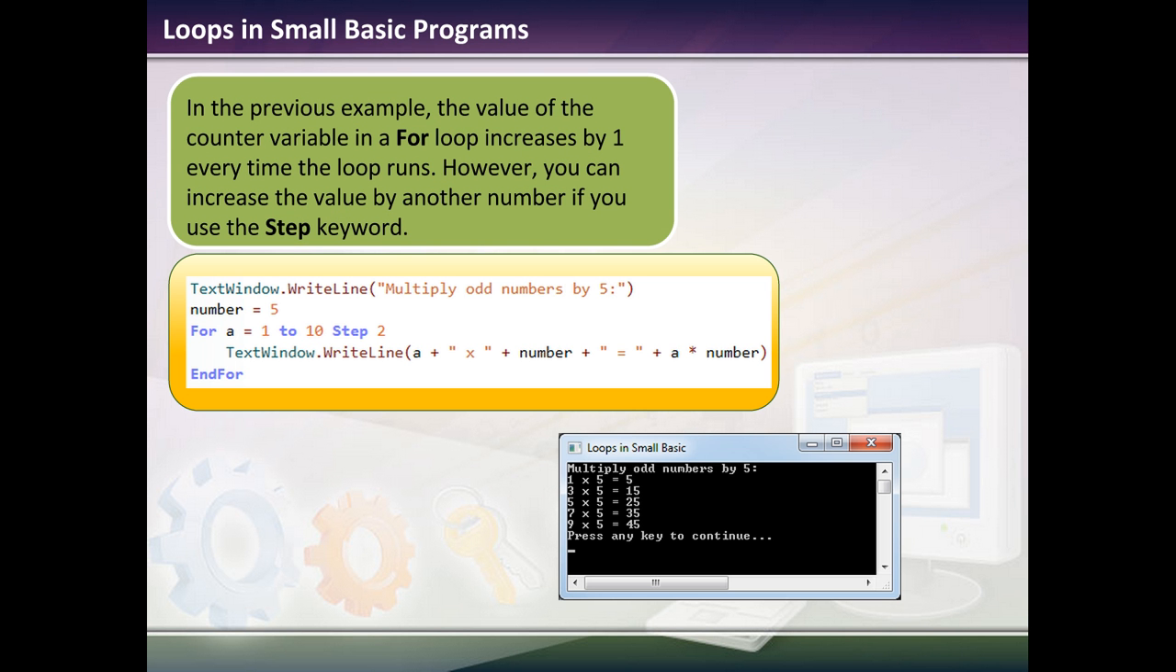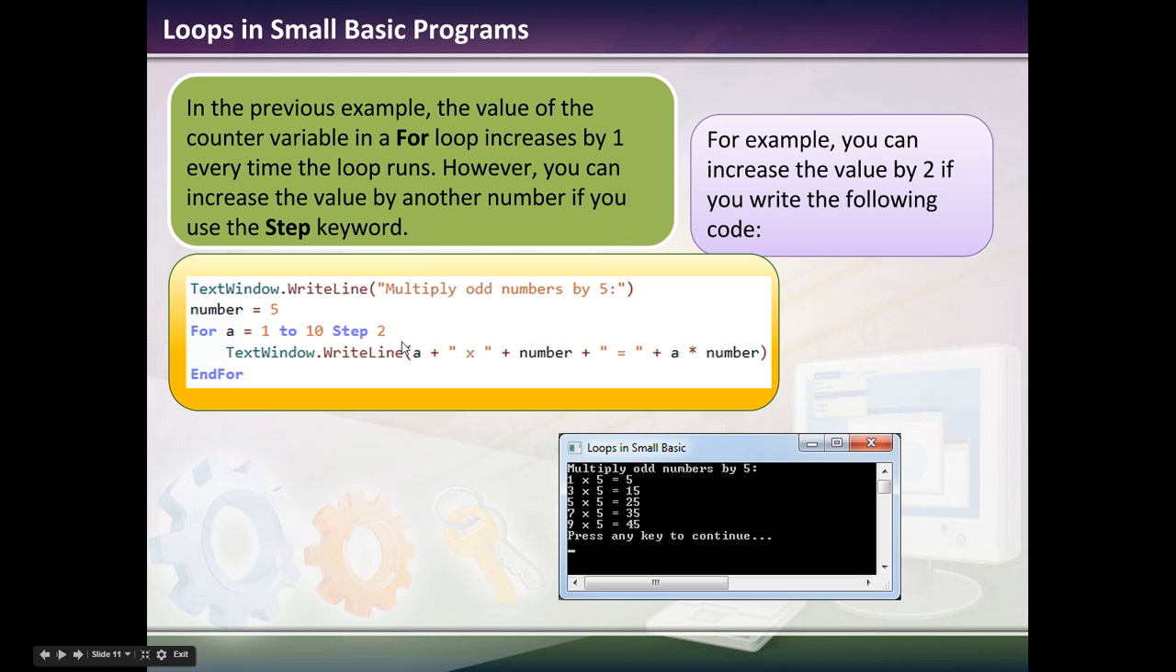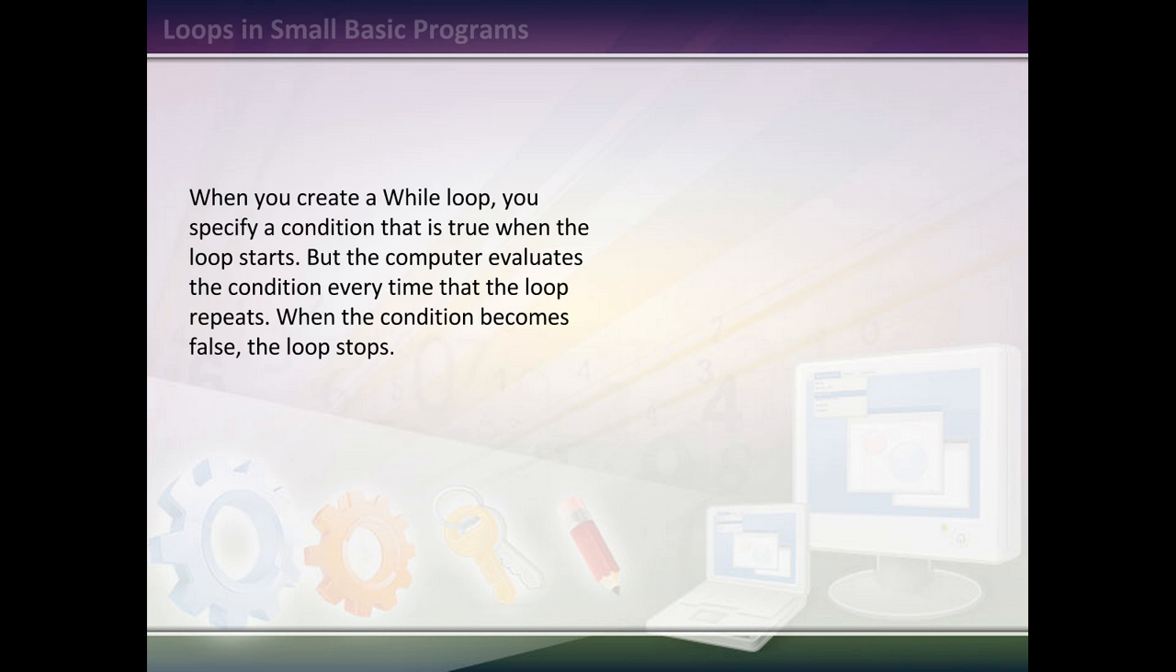In the previous example, the value for the counter variable in the for loop increases by 1 every time the loop runs. However, you can increase the value by another number if you use step as a keyword. So in this example, if we do the exact same thing, we would say step 2, which means it would count by 2. So the first time it would go through, I would have 1, then I count by 2, the next time I would have 3, 5, 7, 9. And it would skip over those other numbers. For this example, you would increase the value by 2 if you write the following code.